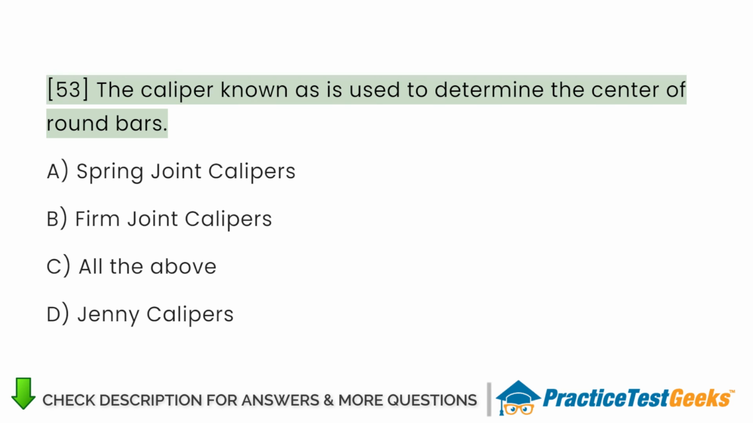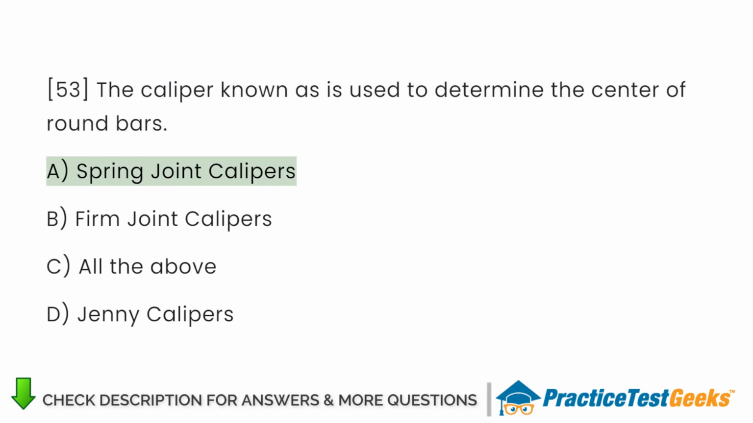The caliper known as is used to determine the center of round bars. A. Spring joint calipers, B. Firm joint calipers, C. All the above, D. Jenny calipers.